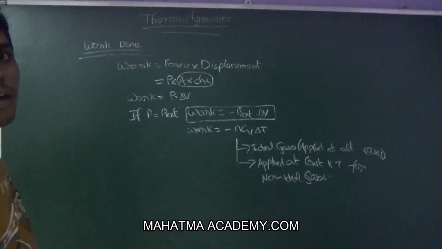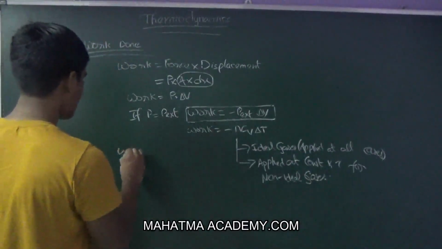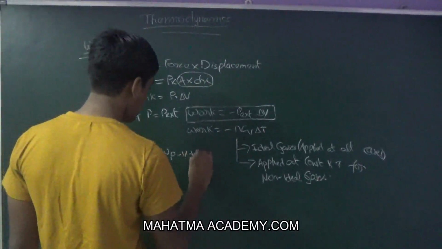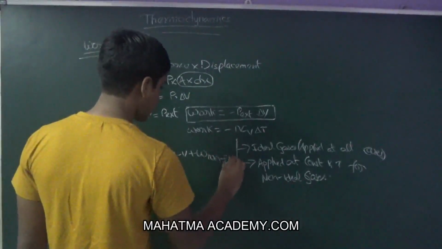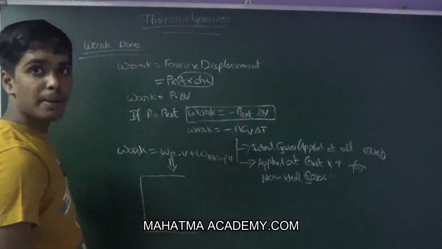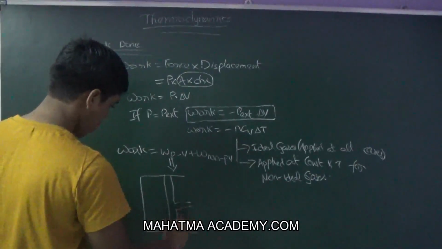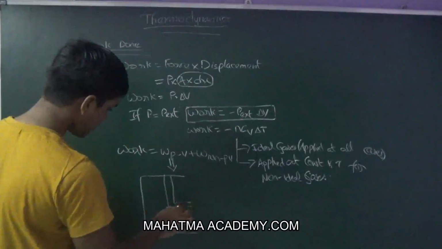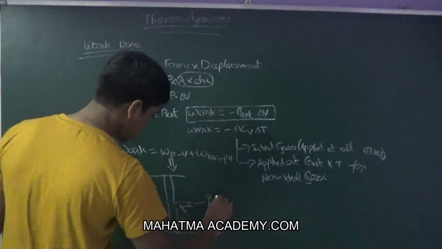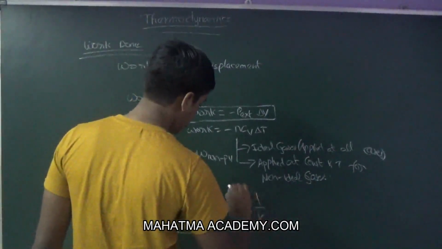Now work done is equal to work done by PV plus work done by non-PV. Work done by PV means pressure and volume. If the pressure is increased, volume will decrease. As from Boyle's law, pressure is inversely proportional to volume.